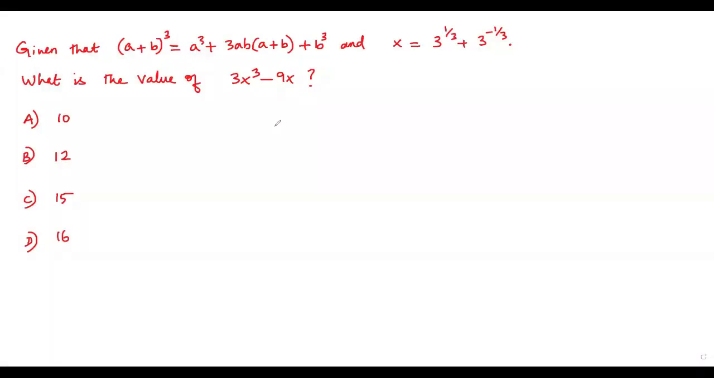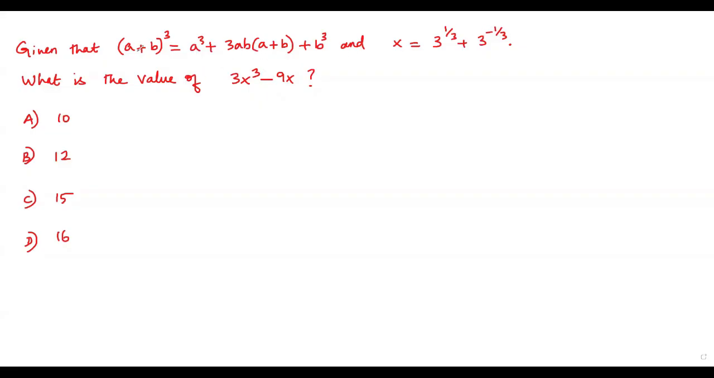Here we have a math problem. Okay, let's go to the question. Given that (a + b)^3 = a^3 + 3ab(a + b) + b^3, and x = 3^(1/3) + 3^(-1/3), what is the value of 3x^3 - 9x?